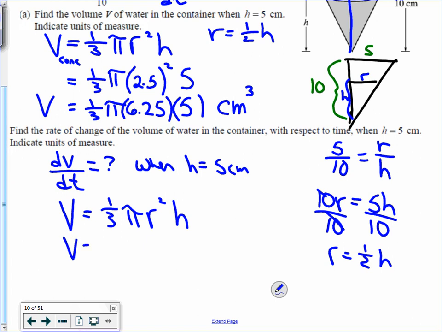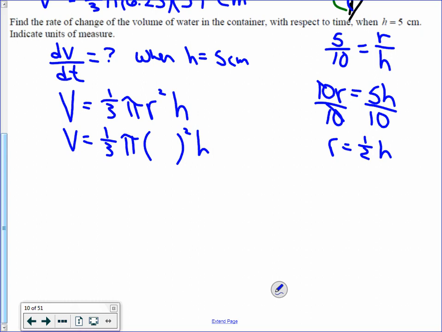So we can substitute in. So what are we going to put in the place of r? Since we don't have r, we don't want r. 1/2 h. Okay, so we need to square out the half h and multiply it all out. If we clean this all up, can anyone tell me what this equation looks like? First square that, the half h, then multiply it out. 1/12, that's good. Very nice.